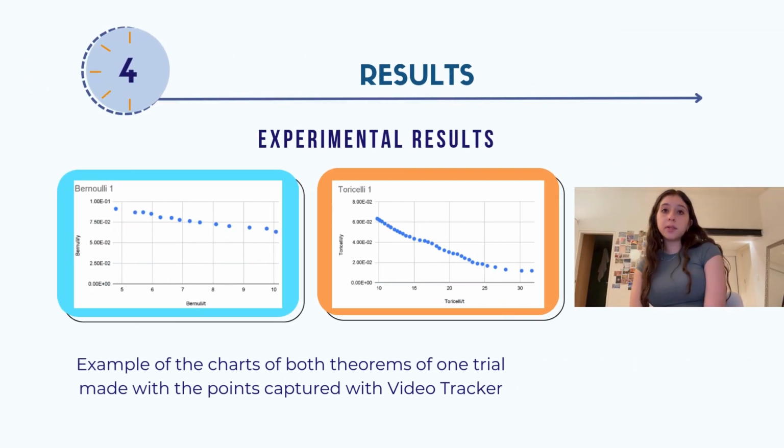Okay, for the experimental results, as said before, we use Tracker to capture at every moment the height of the water level in the bottle. Here we can see an example of the first trial of both models. The first one would be Bernoulli's, and the second one would be Torricelli's.